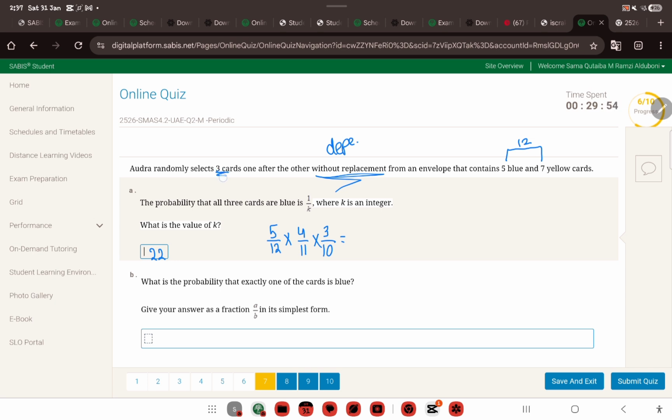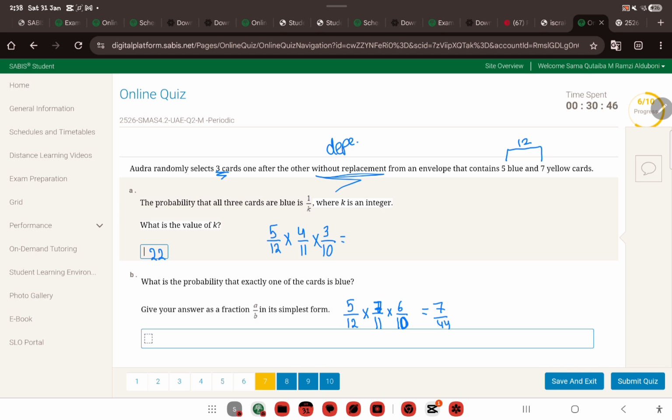What is the probability that exactly one of the cards is blue? So she is selecting 3 cards. One of them is blue. So we take the first one. Times, we have 11 cards left. If one is blue, that means the other 2 cards have to be yellow. So it's 7 over 11 because we took 1 blue card, so we have 11 cards left in total, times, after we take the yellow card, we have 6 yellow cards left and 10 total cards. So we multiply all the 3 probabilities. So times 7 over 11 times 6 over 10. We get 7 over 44.